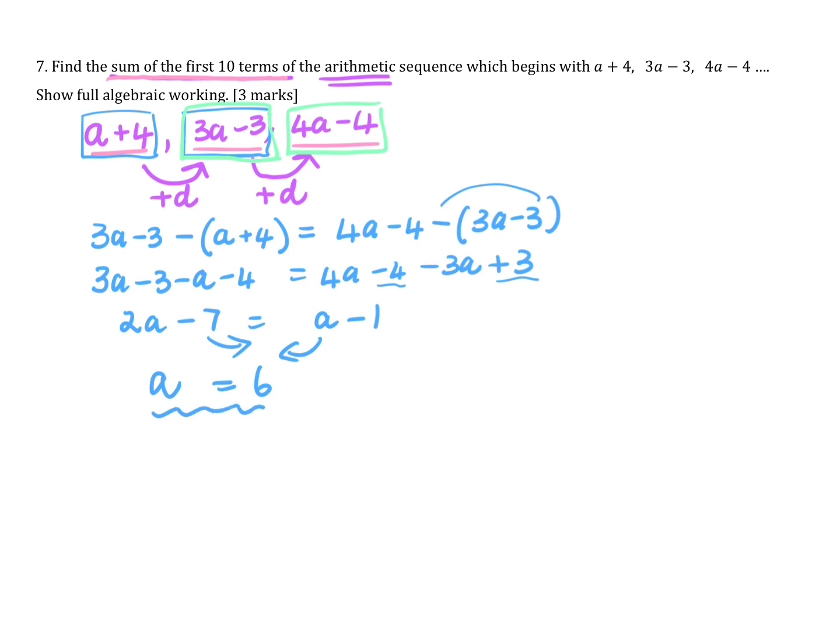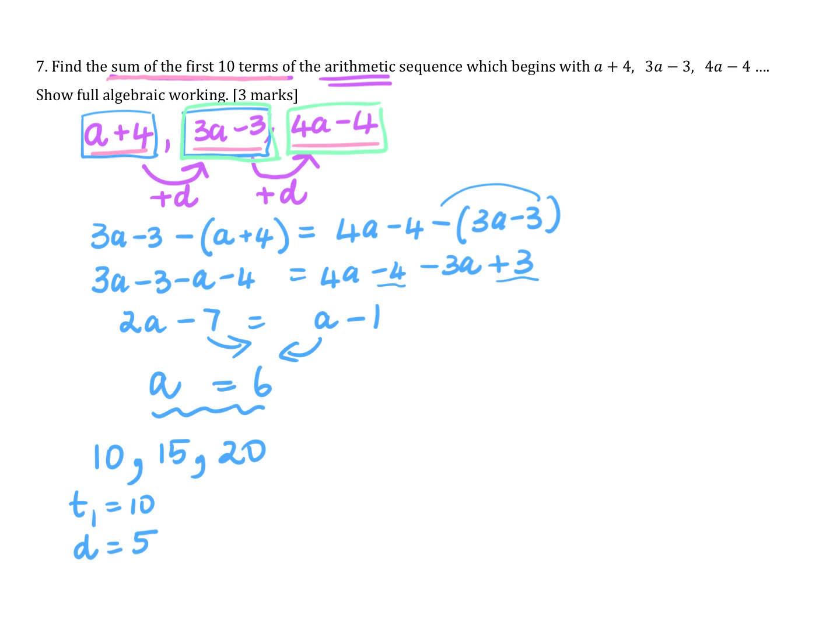So that's a good start. What I need to do now is to just find my terms. I've got a plus 4 for the first one. a plus 4, 6 plus 4 is 10. 3a minus 3: 3 6s are 18, 18 minus 3 is 15. Then I've got 4a minus 4: 4 6s are 24, minus 4 is 20. Is that an arithmetic sequence? Yes, it is. So we've got term 1 is 10, and the difference, I'm sure you can see there, is 5.